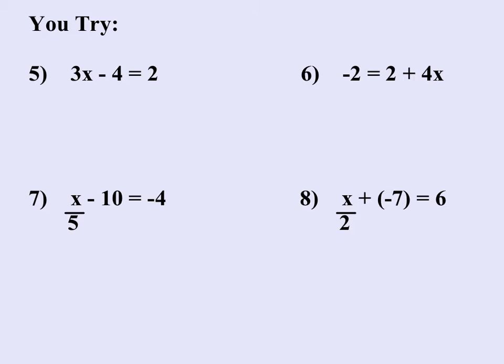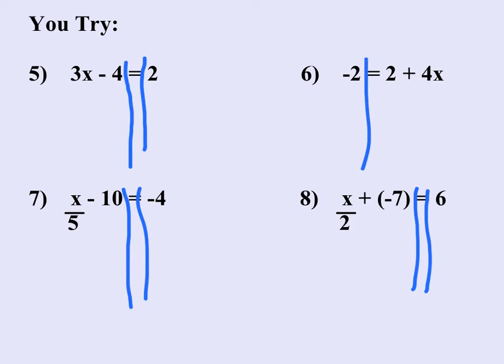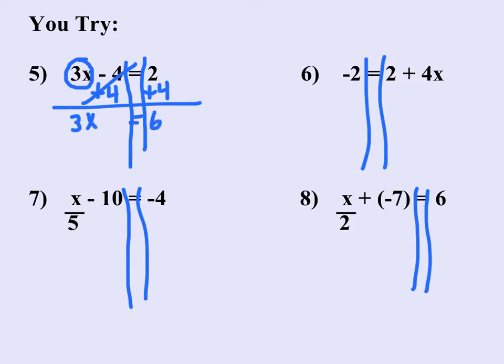All right, let's go ahead and see how you did. So we're going to draw the river and circle our term with the variable, which would be a 3x. Let's get rid of the minus 4 first by doing plus 4. That gives us 3x equals 6, and then divide by 3, so x is equal to 2.